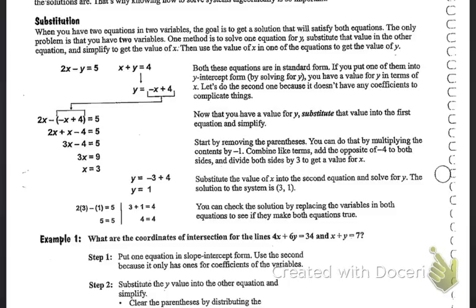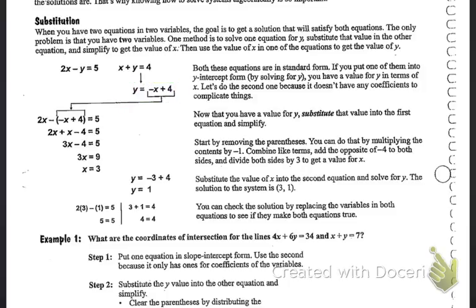We have the two equations, 2x minus y equals 5 and x plus y equals 4. Both of these equations are in the standard form. If you put one of them into y-intercept form by solving for y, you have a value for y in terms of x. Let's just do the second one because it really doesn't have any coefficients and it'll be super easy to do. So we're going to solve this equation, x plus y equals 4, for y. That means we're getting y all by itself. When you subtract x from both sides, you'll get y equals negative x plus 4.